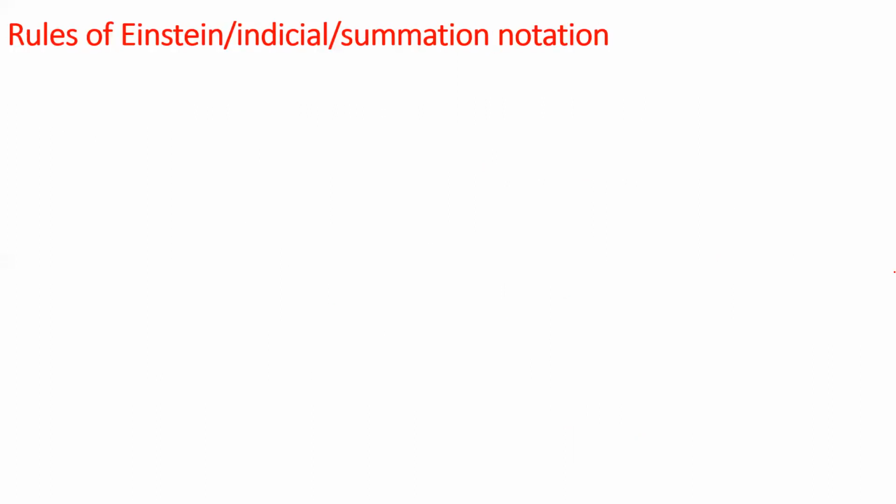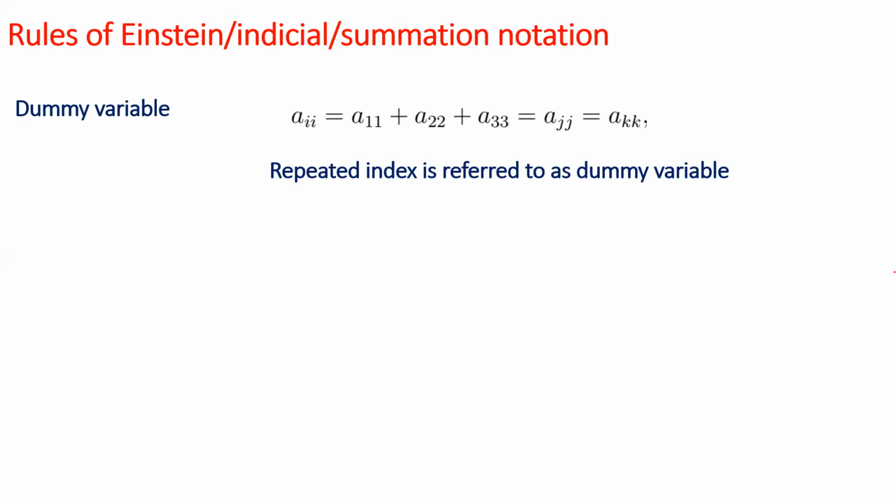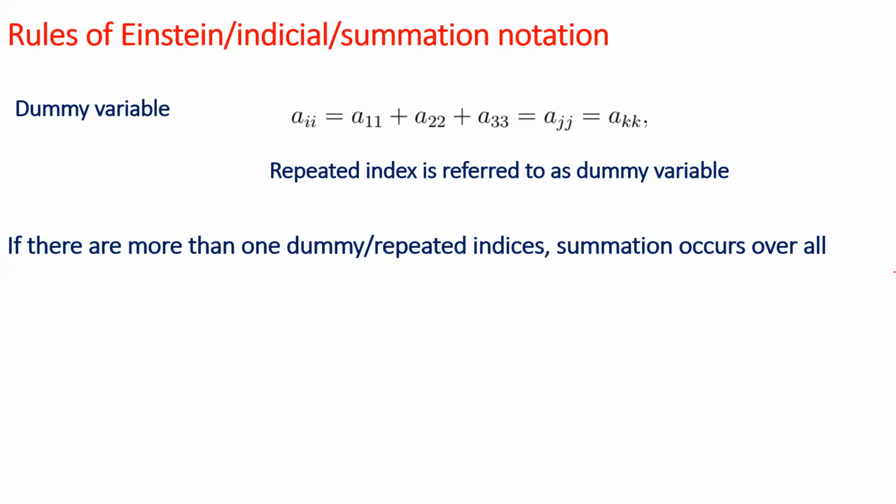So there are certain rules for this indicial notation, which are the following. First is the dummy variable. If something is written twice, it means you need to sum over it. So Aii is A11 plus A22 plus A33. And if you are only dealing with 2 dimensions, it means A11 plus A22. Likewise, since it is a dummy variable, I can replace i with any other variable. So a repeated index is what is referred to as a dummy variable.